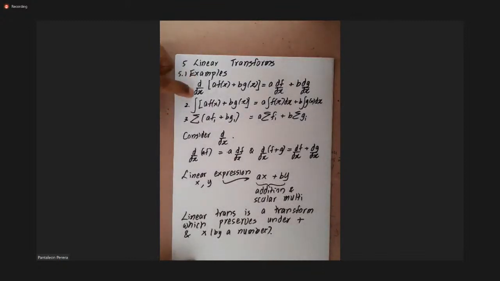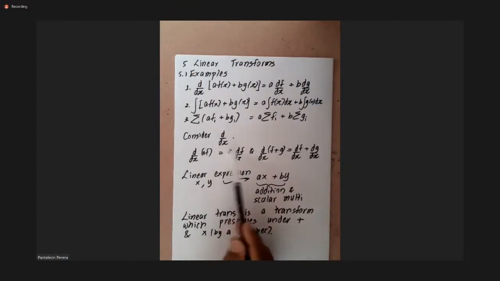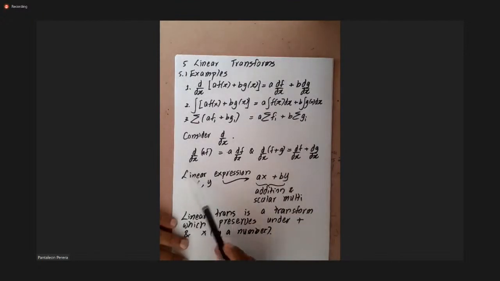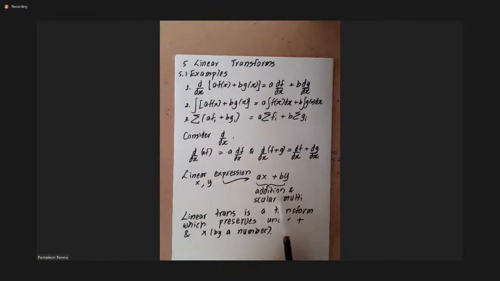What I want to say is that there are three operations which behave in the same fashion. But if you take just one of them, this is just the combination of these two. What is this? This is the scalar multiplication. This is the addition. If you go back to linear expression, this is how you form a linear expression. So the linear transformation is a transform which preserves under these two operations.